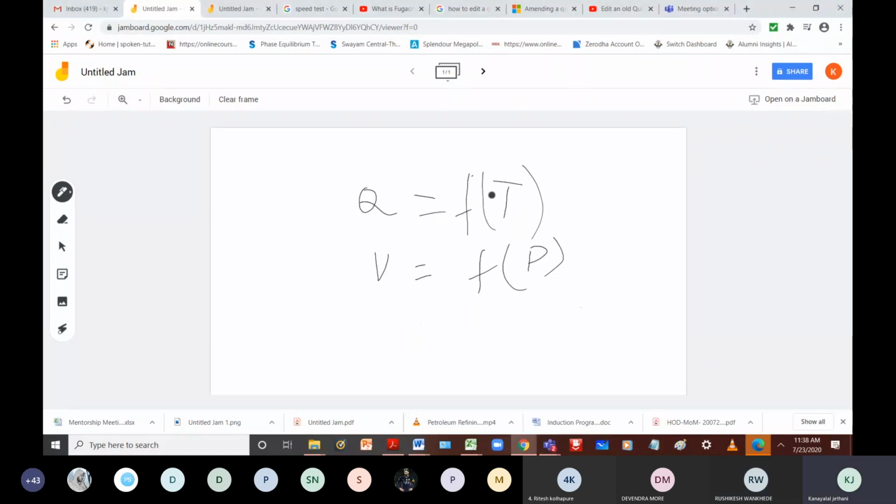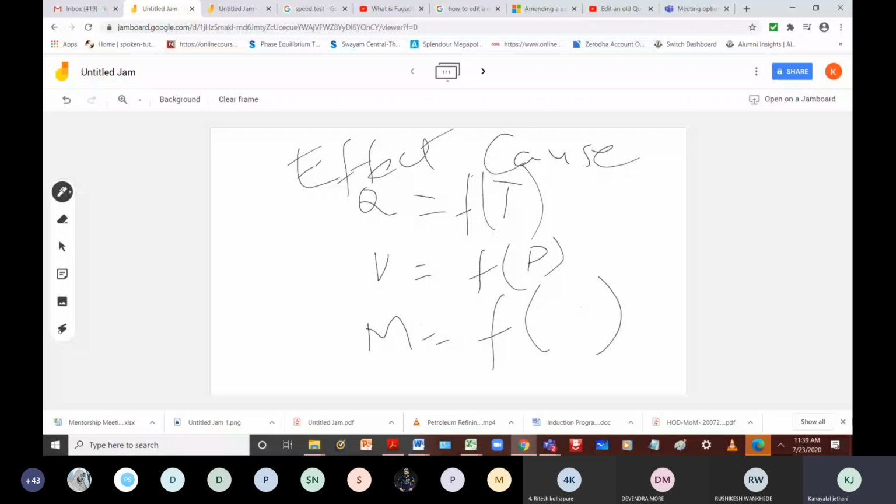Okay, so what you see here is the temperature is the cause and this is the effect. If there is no temperature driving force, there is no heat transfer. So the reason why heat transfer takes place is because there is a temperature difference. Similarly, the reason why liquid flows or gas flows or vapor flows is because there is a driving force in terms of pressure drop or pressure difference, gradient. Right? Similarly, if you want to talk about mass transfer, now we need to define some gradient, some cause, and that we define as chemical potential.